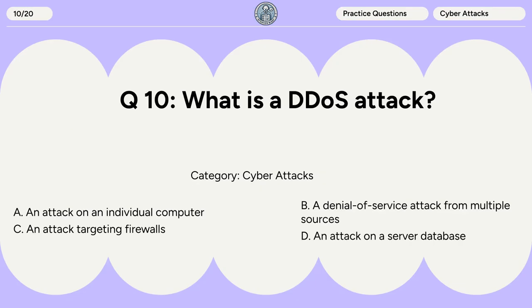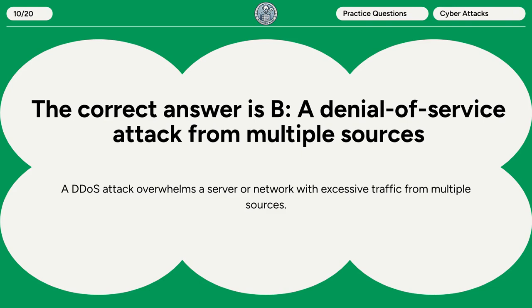Question 10. What is a DDoS attack? A. An attack on an individual computer. B. A denial of service attack from multiple sources. C. An attack targeting firewalls. D. An attack on a server database. The correct answer is B. A denial of service attack from multiple sources. A DDoS attack overwhelms a server or network with excessive traffic from multiple sources.